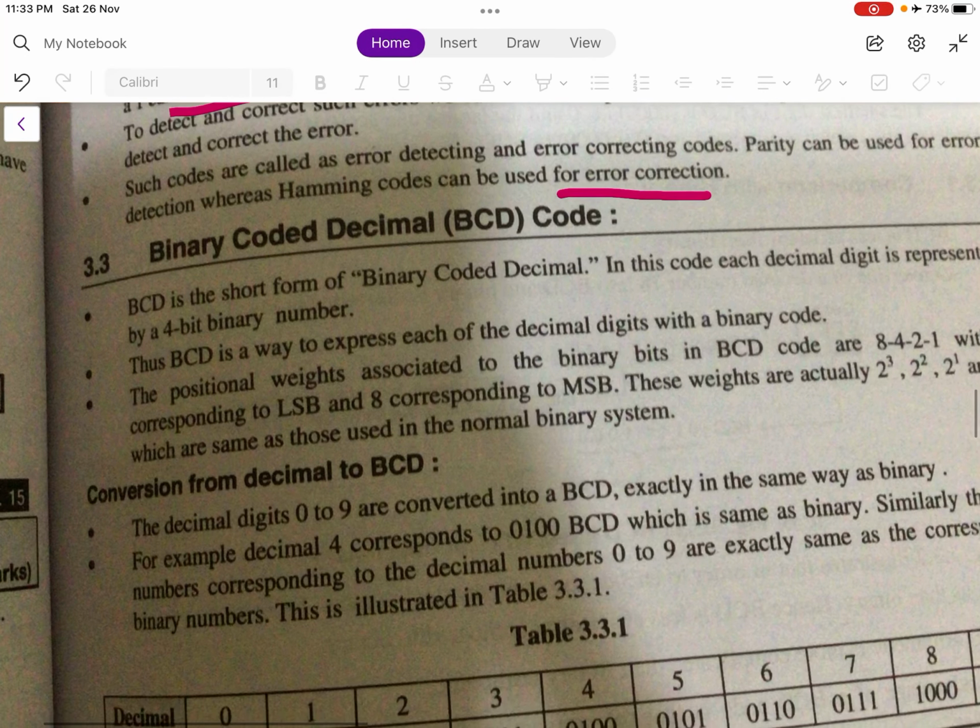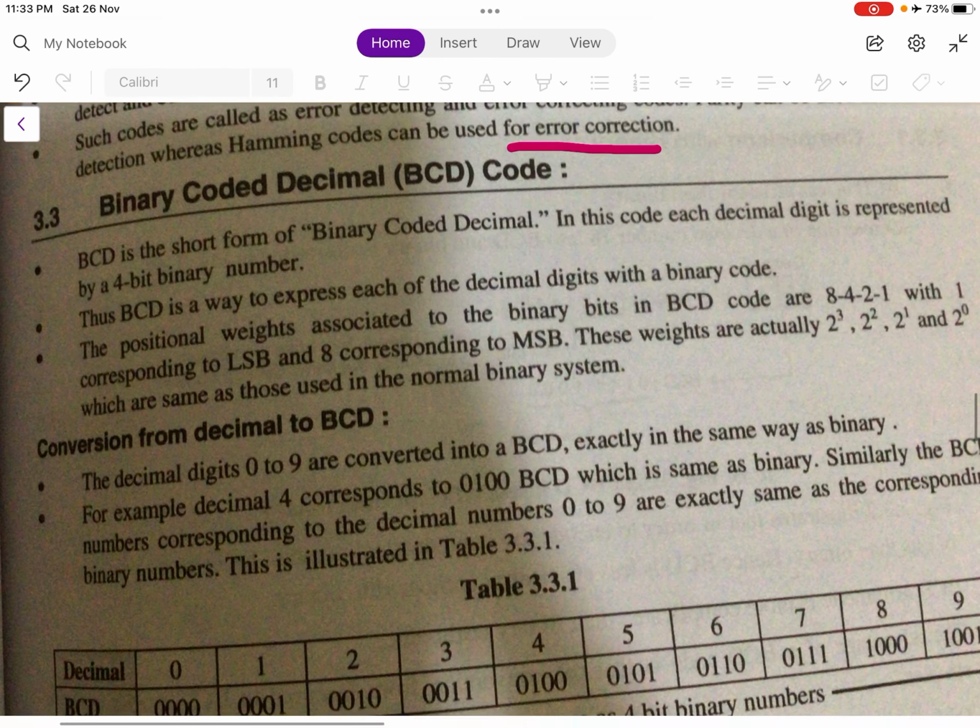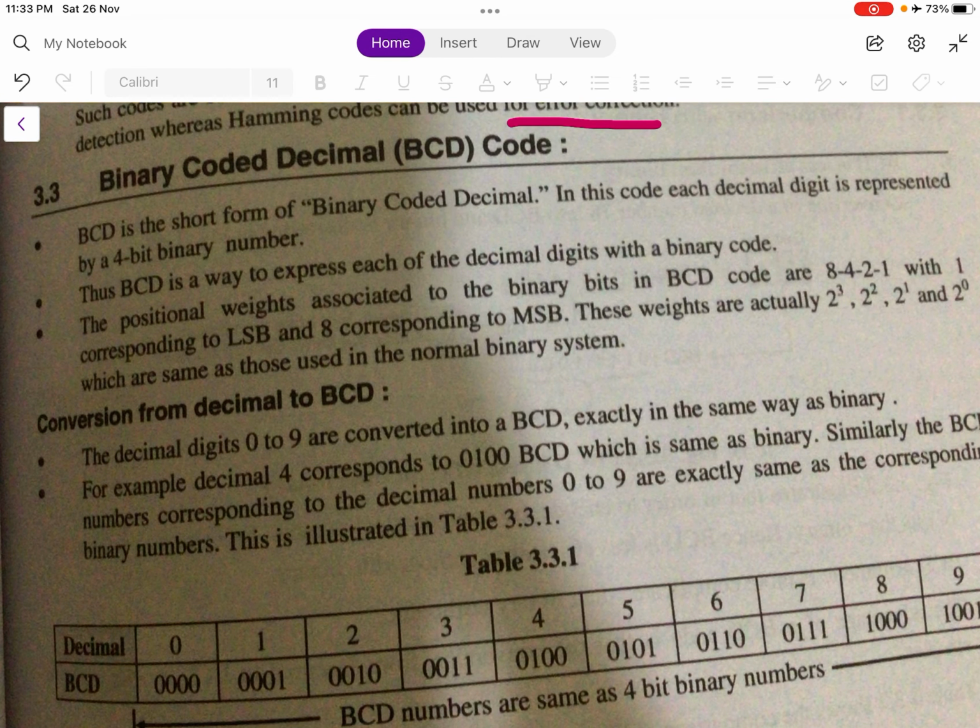BCD, Binary Coded Decimal Code. BCD is a short form for Binary Coded Decimal. In this code, each decimal digit is represented by a 4-bit binary number. Thus, BCD is a way to express each of the decimal digits with a binary code. The positional weights associated to the binary bits in the BCD are 8421, where 1 corresponds to the least significant bit, the LSB, and 8 corresponds to the most significant bit, that is the MSB.